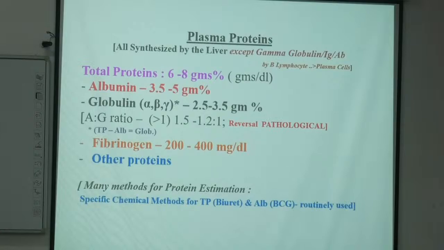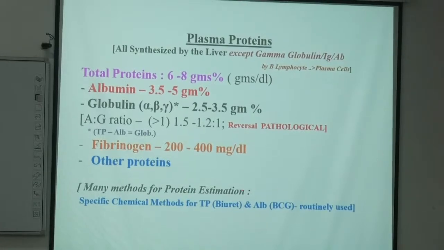So again I am repeating that the total protein is 6 to 8 grams percent, albumin 3.5 to 5 gram. You must be able to tell this figure. Now globulin is 2.5 to 3.5, and the A/G ratio, albumin is always higher than globulin, that is 1.5 to 1, or 1.2 to 1. And if that ratio is reversed by any chance, that is 100% pathological. If the globulin level is higher than the albumin, then that is a pathological condition. That's not normal until proved otherwise.